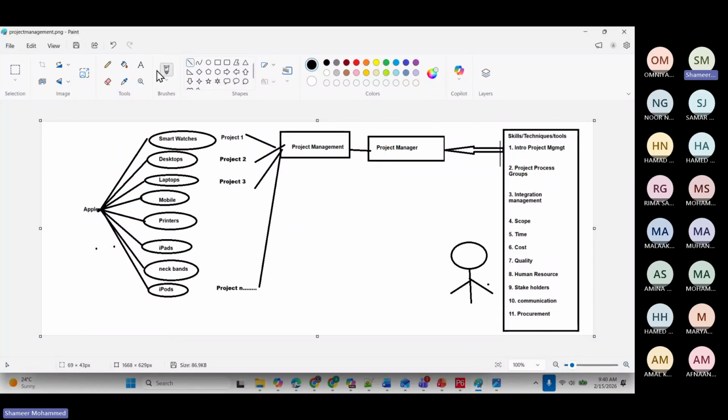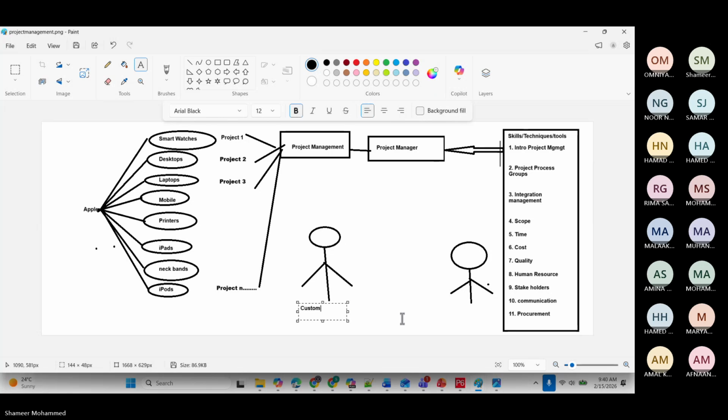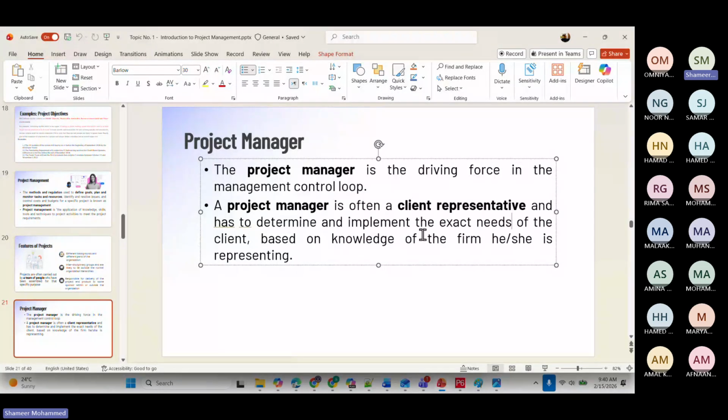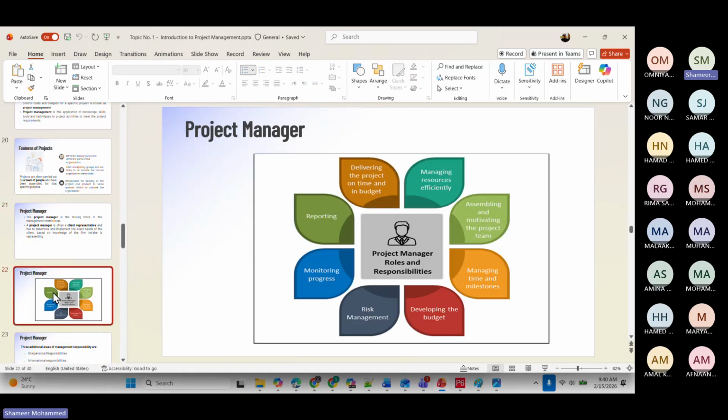They take from the customers the feedback, what the customer needs, what type of mobile phones they are expecting, what type of laptops they are expecting. So from the customers, they listen in the market, they do the survey. Based on that, they understand the needs of the customer and they design the product. So who will do? Project manager will do the things. Okay, students. So these are the roles or responsibilities of the project manager.